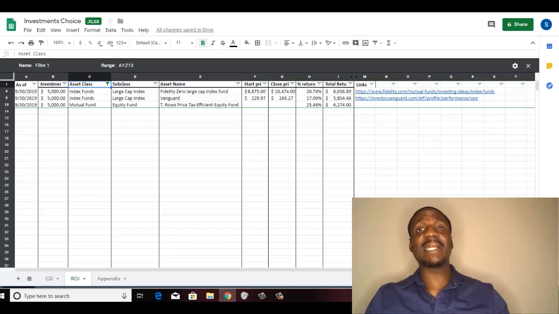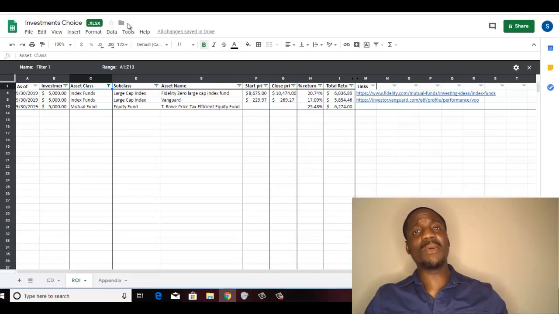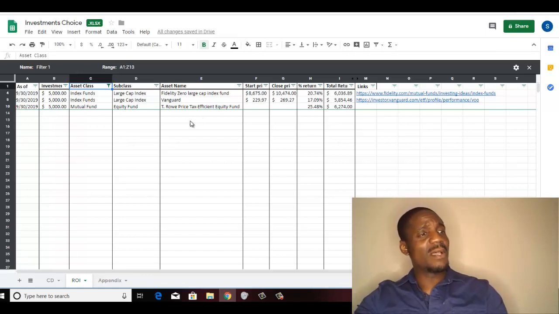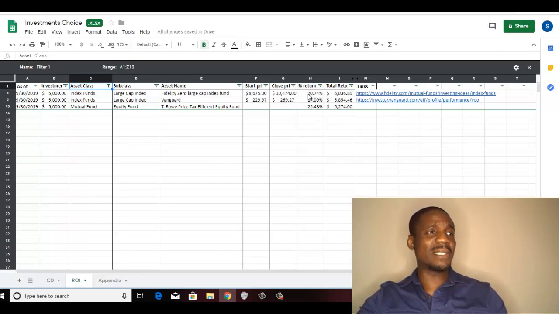Now, an index fund is a kind of mutual fund that tracks one of the indices, like the S&P 500. Most people invest in index funds because they want to get the same wide market exposure that they get with professionally managed funds, but with lower fees. I did a scan of the market out there, and I found a few large cap index funds. One was from Fidelity and one was from Vanguard. The one from Fidelity returned 20.74% this year.